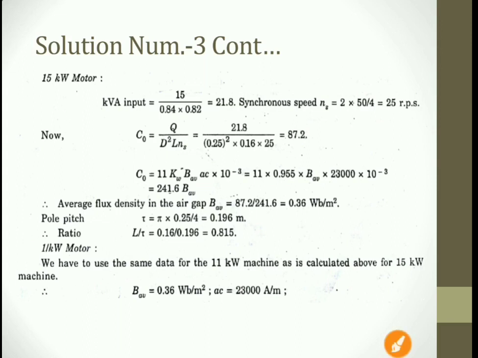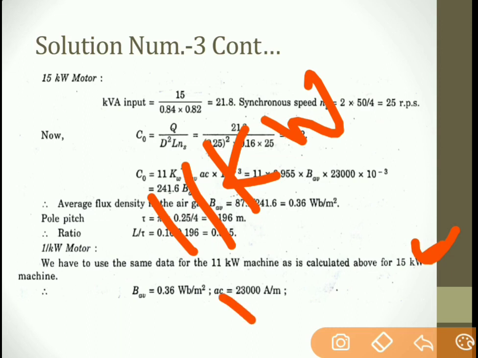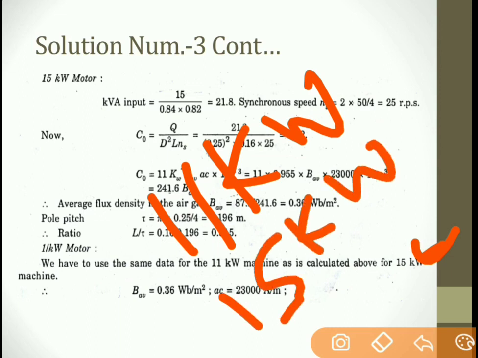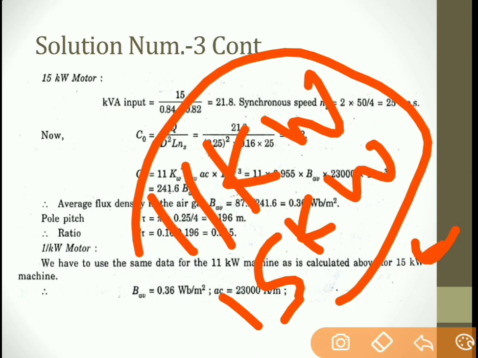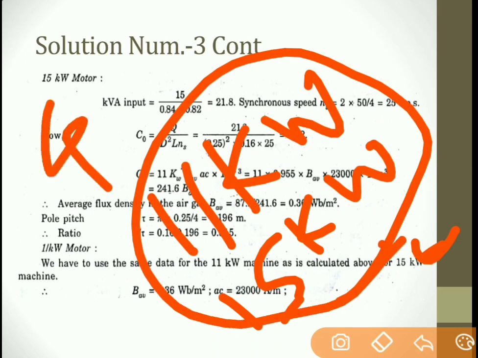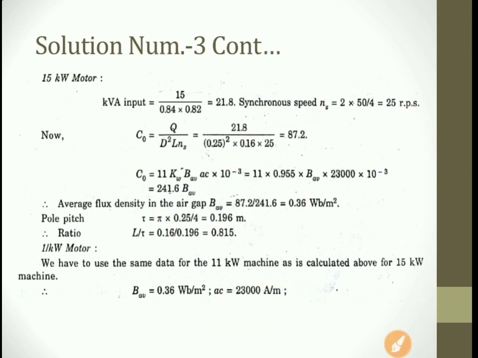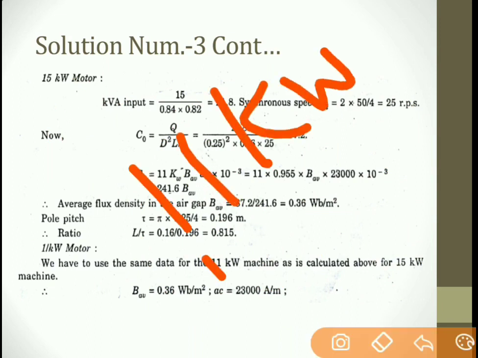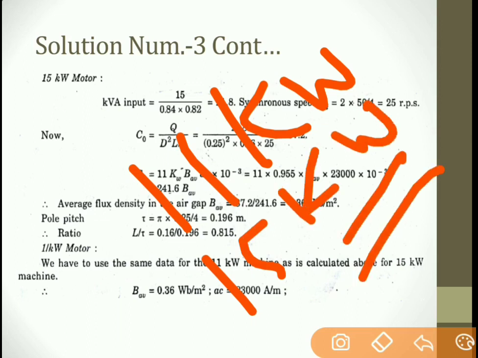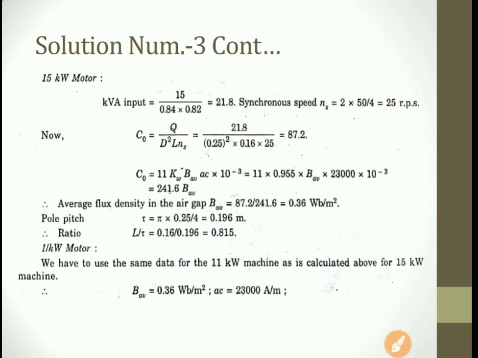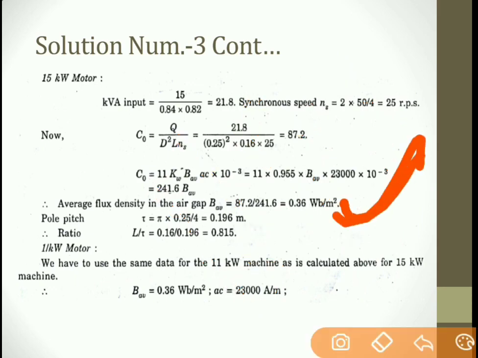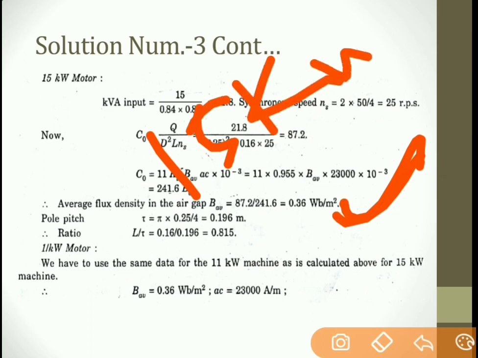As it is calculated for 15 kilowatt, because 11 kW and 15 kW are the two motors having ratings near to each other. There is just a difference of 4 kW. Both motors, 11 kW and 15 kW, I am considering as large motors. These are not small motors. Using this data calculated for 15 kW, I need to calculate the things related to the 11 kW motor.